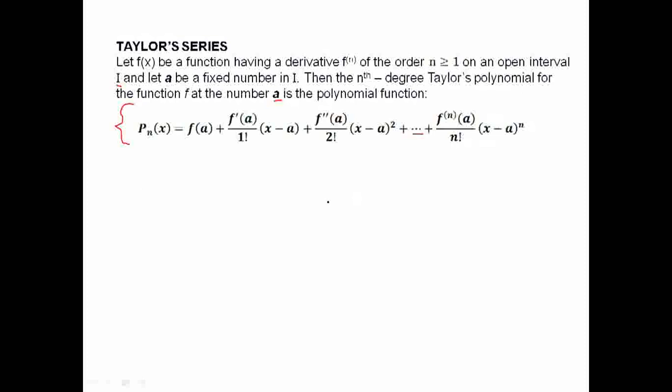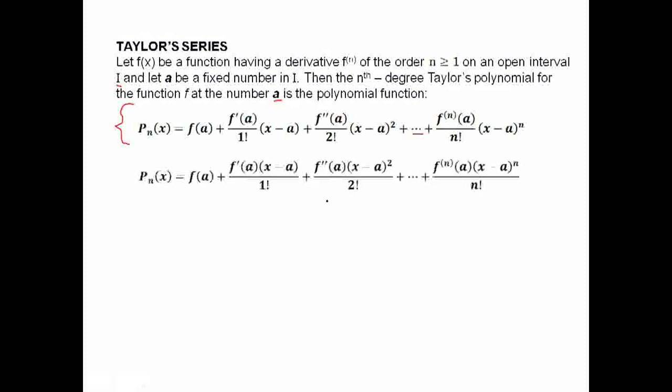Okay, so this expression can also be written as this. There's no difference. We've just moved the x minus a squared, x minus a to the power n, to the numerator part. So it's just one and the same. This is just another way of expressing that.